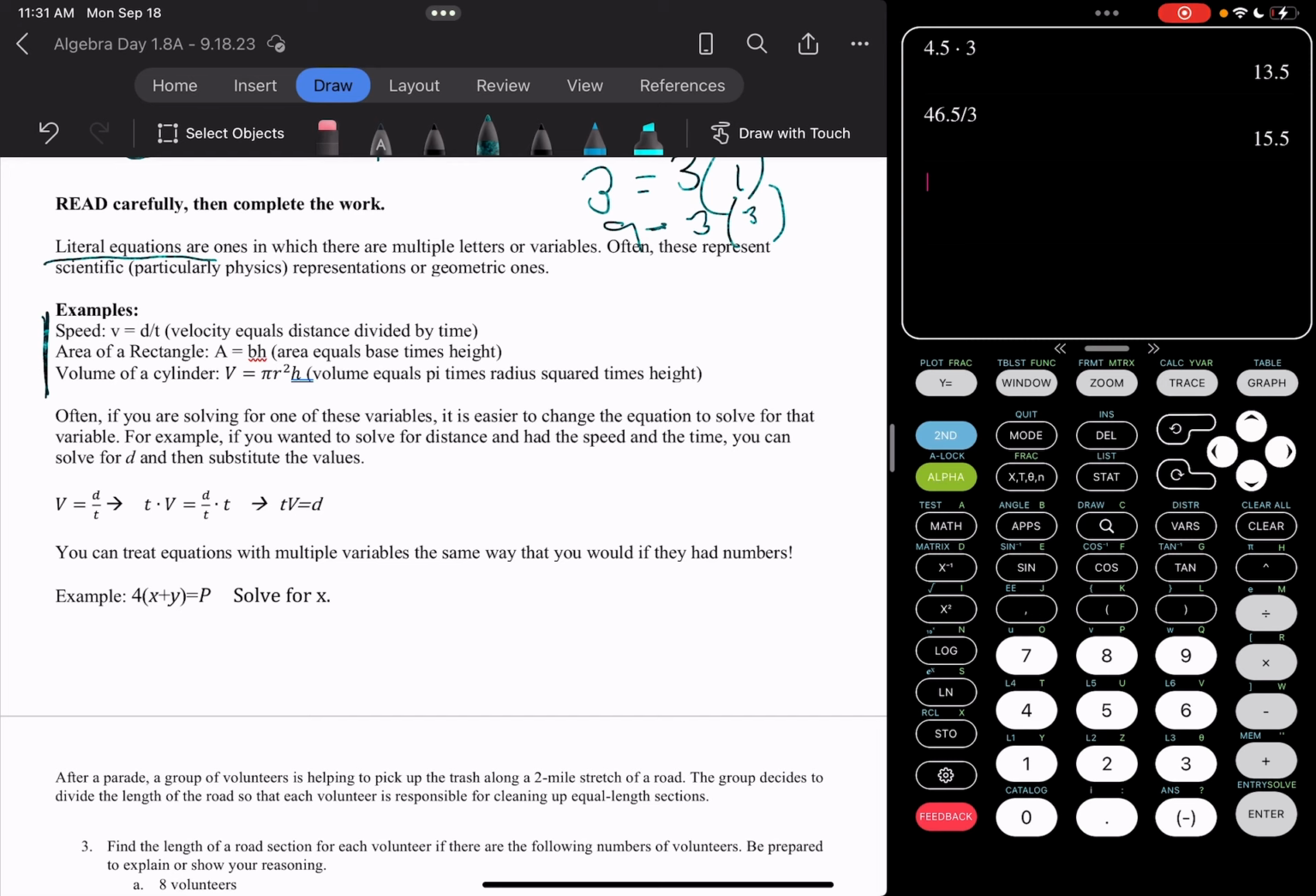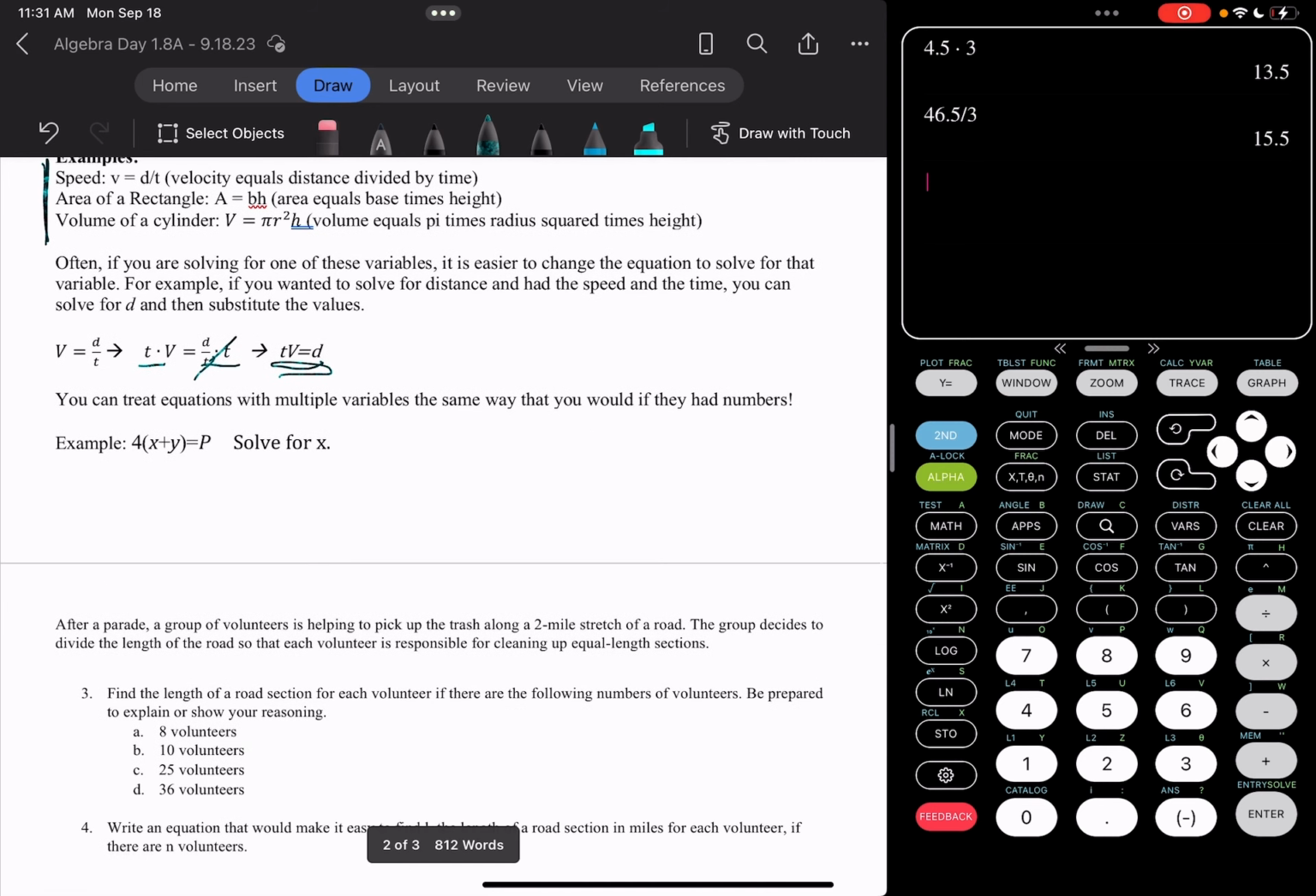Often if you're solving for one of these variables, it's easier to change the equation to solve for that variable and then use that equation, right? Use the new equation that you've created. So an example is we have velocity equals distance over time. If, for example, we wanted to instead solve for distance, we can multiply both sides by t, and this operates the same way numbers do. So t divided by t is just 1, that's going to cancel out, and you'll be left with distance equals time times your velocity.